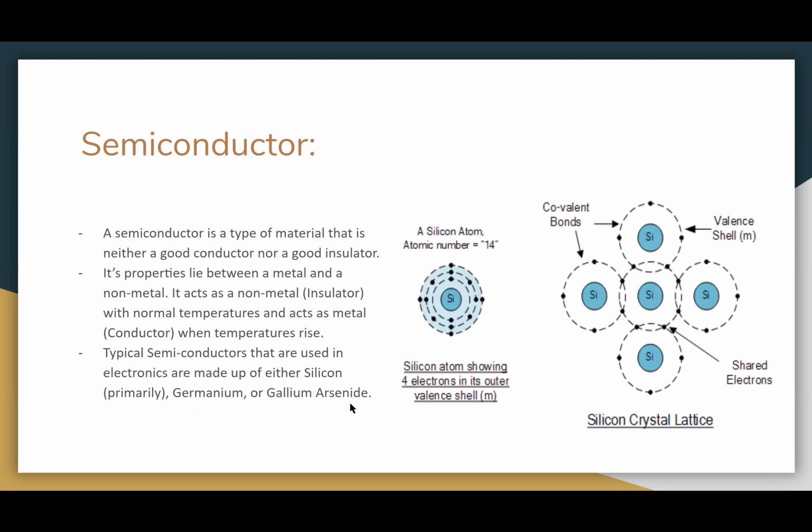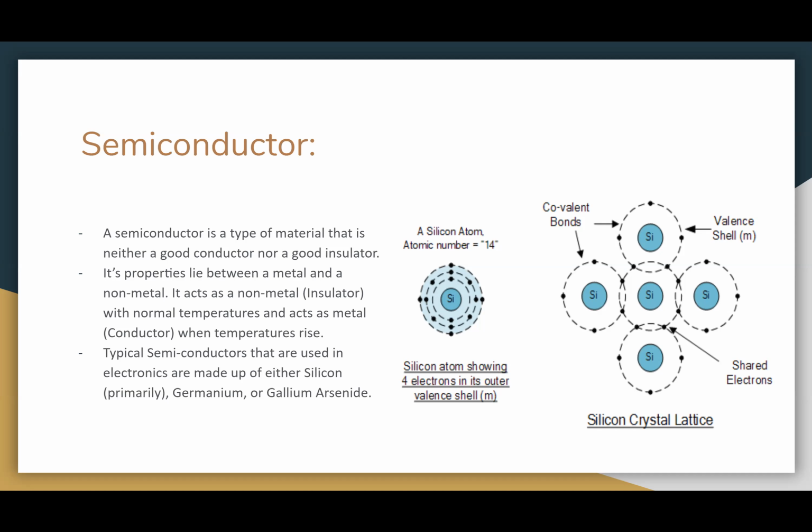So a semiconductor is a type of material that's neither a good conductor nor a good insulator. It falls right in between. So its properties are between a metal and a non-metal. The way this comes into play is that it acts as a non-metal, aka an insulator, at normal temperatures such as room temperature.